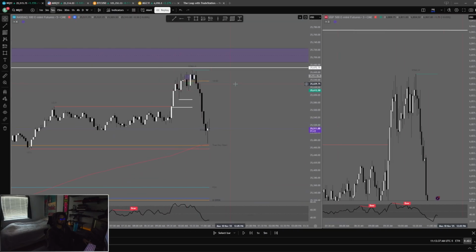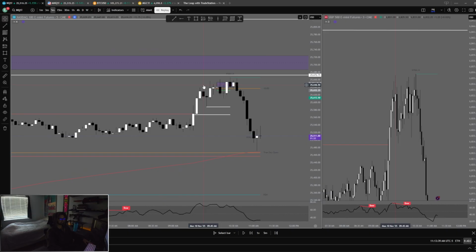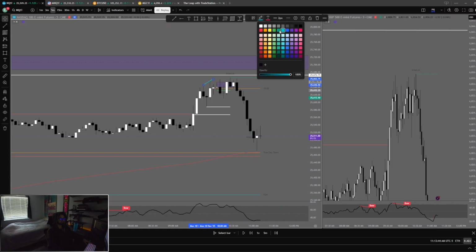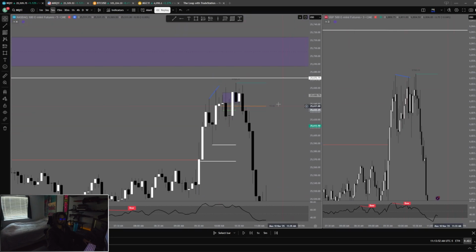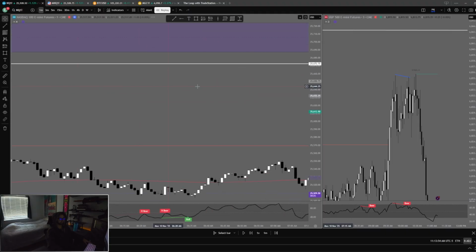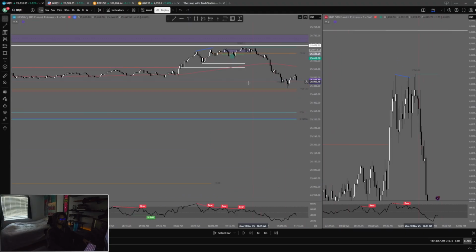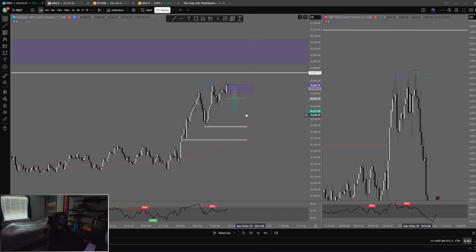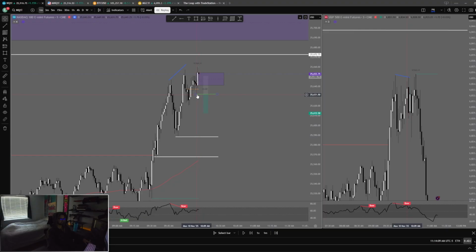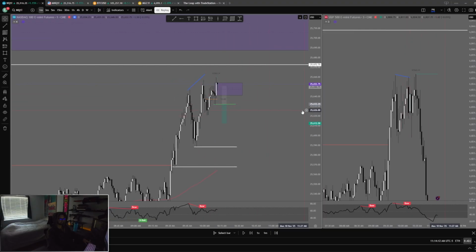And from there we had an SMT form right here like this. And then, followed by that SMT, we had an order block and a break of structure form right after one another. So just like this, we had this new recent low right here that I wanted to see it close below to indicate that break of structure.